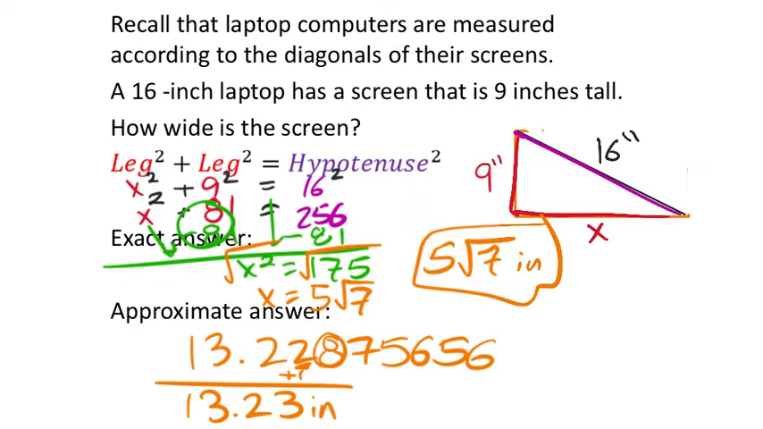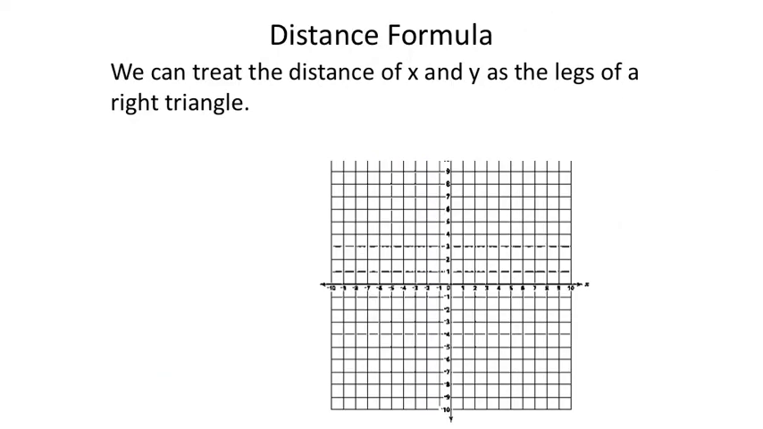Sometimes, if they do this on the assignment, they'll usually tell you where to round it, but they didn't right here. All right, the distance formula is the Pythagorean theorem. What are you talking about? Well, here's what I mean.